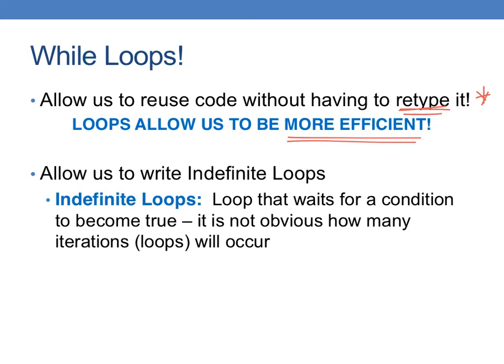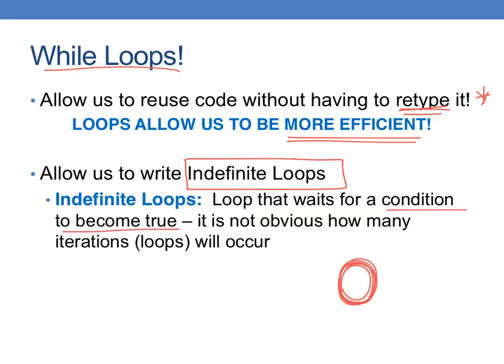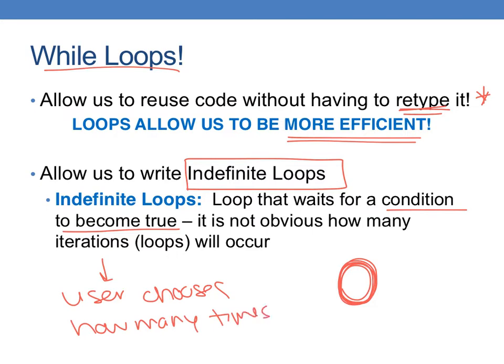Now, while loops in particular allow us to write what are called indefinite loops, which is a little bit even more helpful. An indefinite loop is a way that you can keep something looping for an undetermined amount of times. So essentially what this loop does is it keeps going until a condition is true. And it may not actually be obvious how many times it needs to loop. For example, if the user chooses how many times to loop, you don't always know, and as a result, it can not only change every time you run the code, but it can also not be determined until the user chooses for that loop to end.